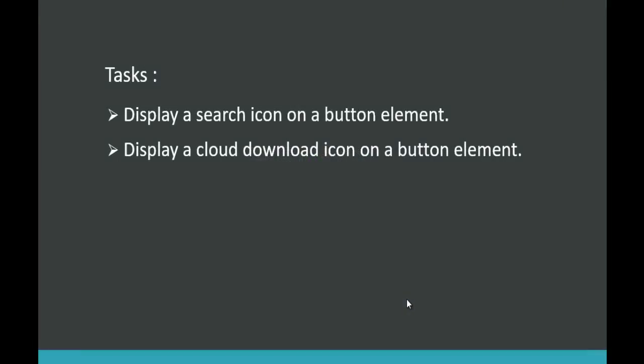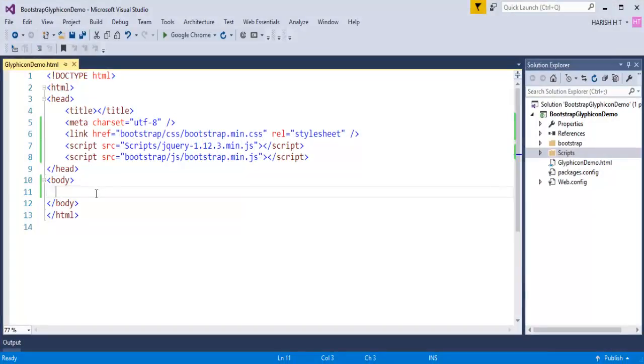The first and foremost task is I want to display a search icon. In the sense, I want to display a search icon on a button element. Now, where do I want to display that search icon? On the button element. So I'll jump back to my Visual Studio, and here I'll create a button first, and to that button I'll add a search icon.